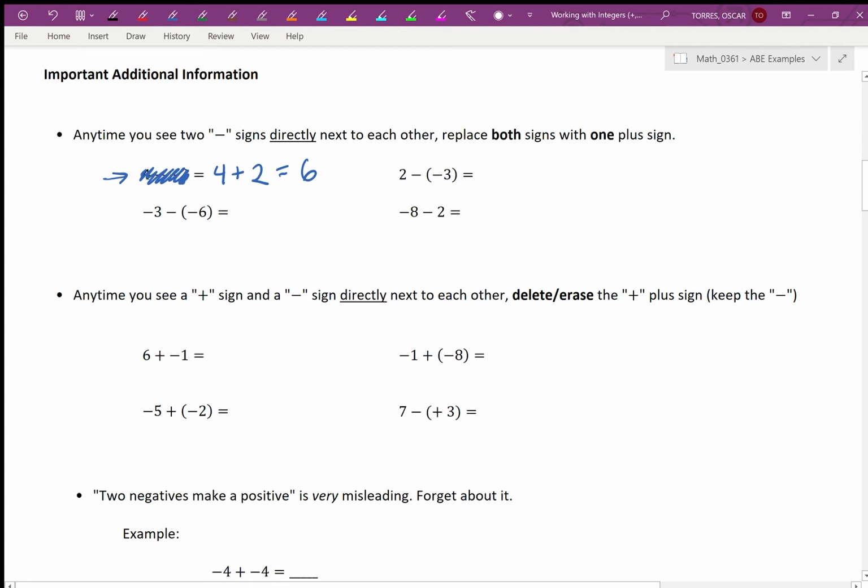This is our new problem, and 4 plus 2 would just be 6. So originally it looked a little confusing. We had this expression, but anytime you have two minus signs next to each other, you change it to a plus sign, and you go from there.